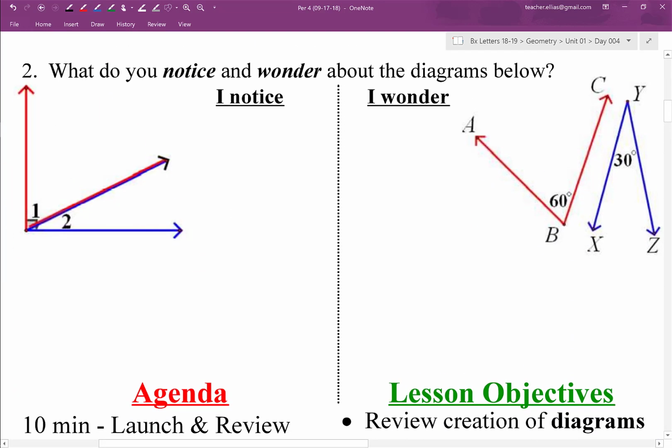Let's get a few notices and wonders for this. Miguel, what's either a notice or a wonder you got about those two diagrams? I noticed angle 1 and angle 2. Does anybody have a wonder about those angles?